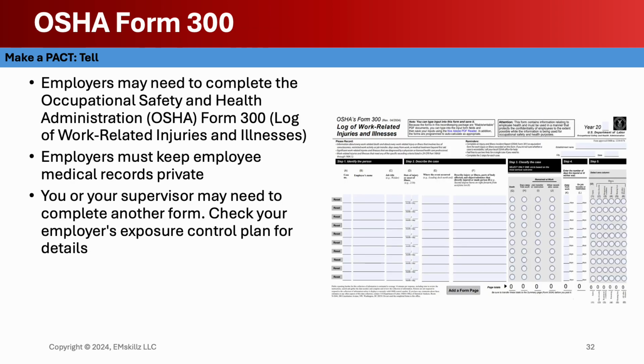OSHA Form 300. Employers may need to complete the Occupational Safety and Health Administration Form 300, Log of Work-Related Injuries and Illnesses. Employers must keep employee medical records private. You or your supervisor may need to complete another form. Check your employer's exposure control plan for details.